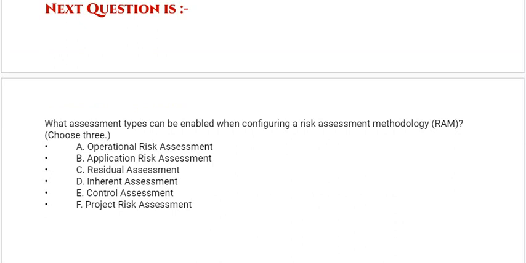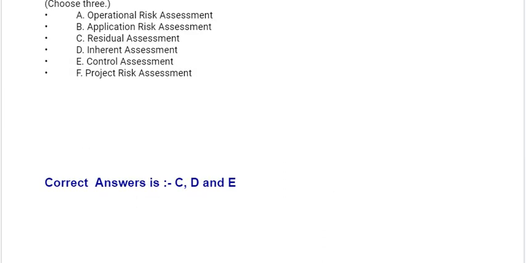Next question is, what assessment types can be enabled when configuring a risk assessment methodology RAM? Choose three options. Option A, operational risk assessment. Option B, application risk assessment. Option C, residual assessment. Option D, inherent assessment. Option E, control assessment. Option F, project risk assessment. Correct answer is option C, D and option E.